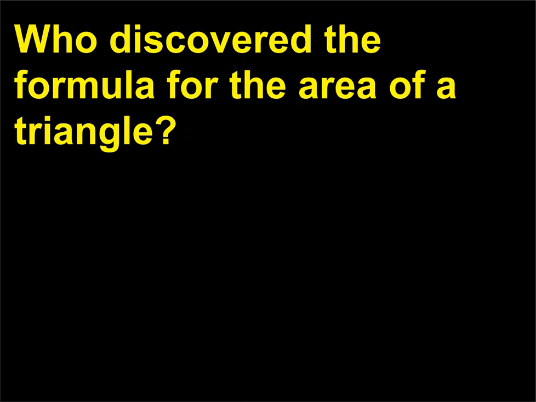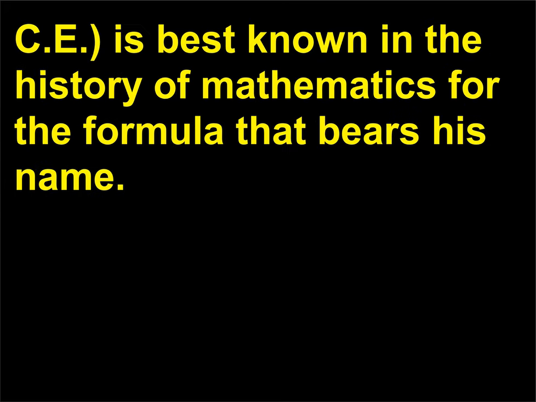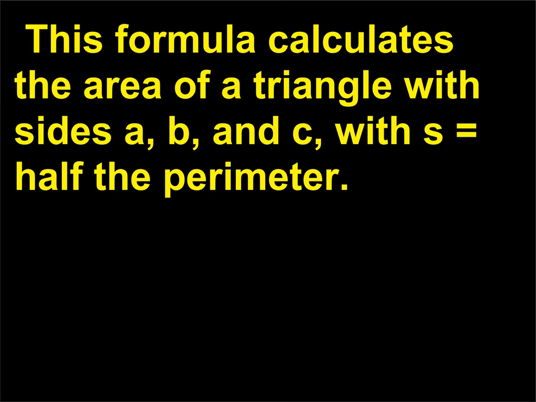Who discovered the formula for the area of a triangle? Heron, or Hero, of Alexandria, 1st century C.E., is best known in the history of mathematics for the formula that bears his name. This formula calculates the area of a triangle with sides a, b, and c, with s equal to half the perimeter.